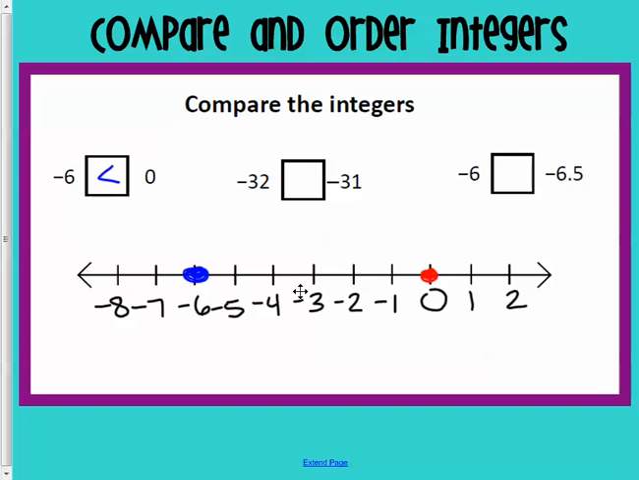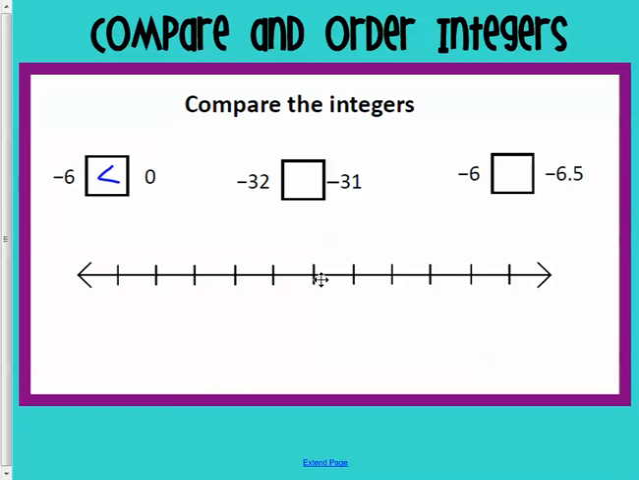Let's put it in context. Would you rather have no money, or would you rather be $6 in debt? Well, I personally would rather have no money, and logic would say no money rather than being in debt, because at least here you're neutral.